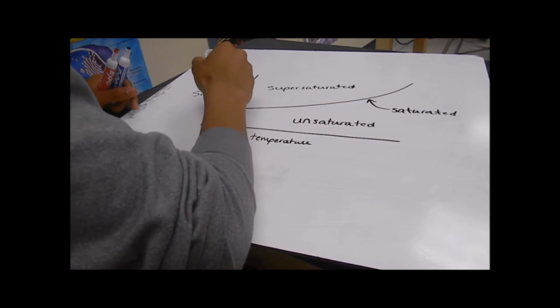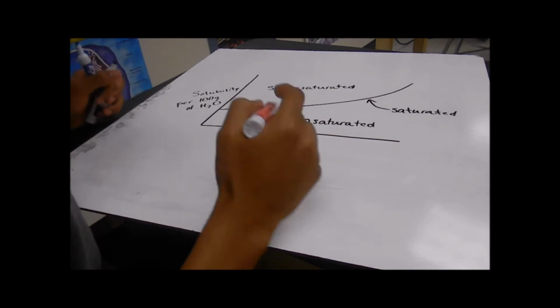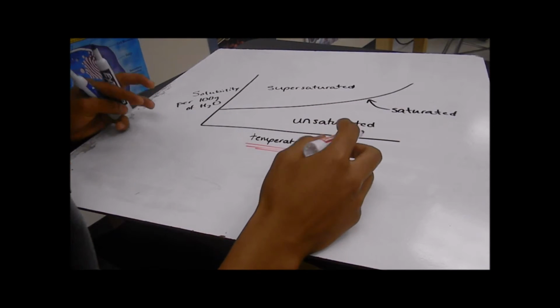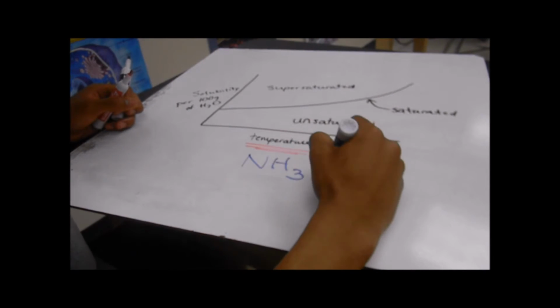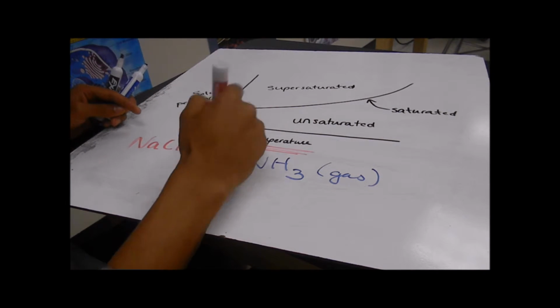The degree of saturation and relevance to the temperature being expressed in the solution all depends on what the solution is. For example, NH3, being a gas at room temperature, will have different tendencies and properties than NaCl because it is a solid at room temperature.